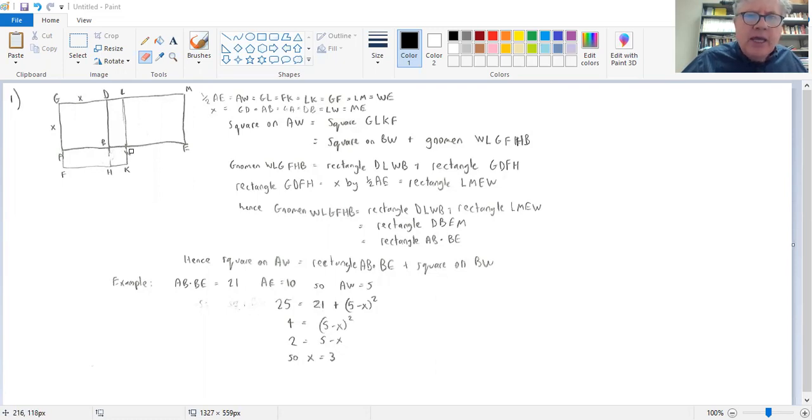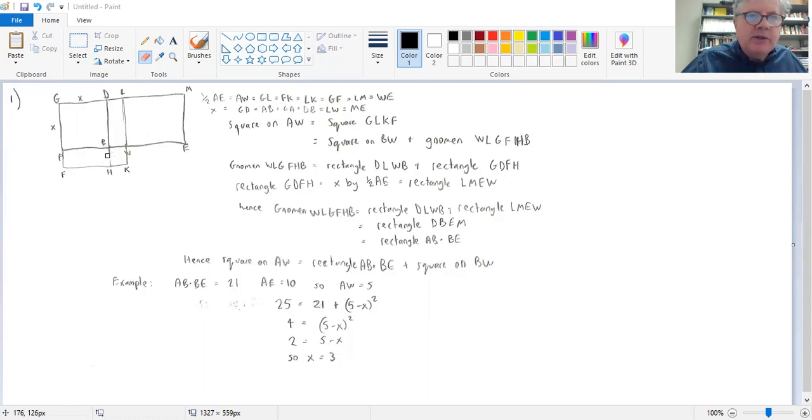So the square on AW is that square GLKF there, and that's equal to the square on BW plus this gnomon that we have here, GLWBHF. Now that gnomon is equal to the rectangle GDFH, so this rectangle here, plus this little rectangle here, DLWB.